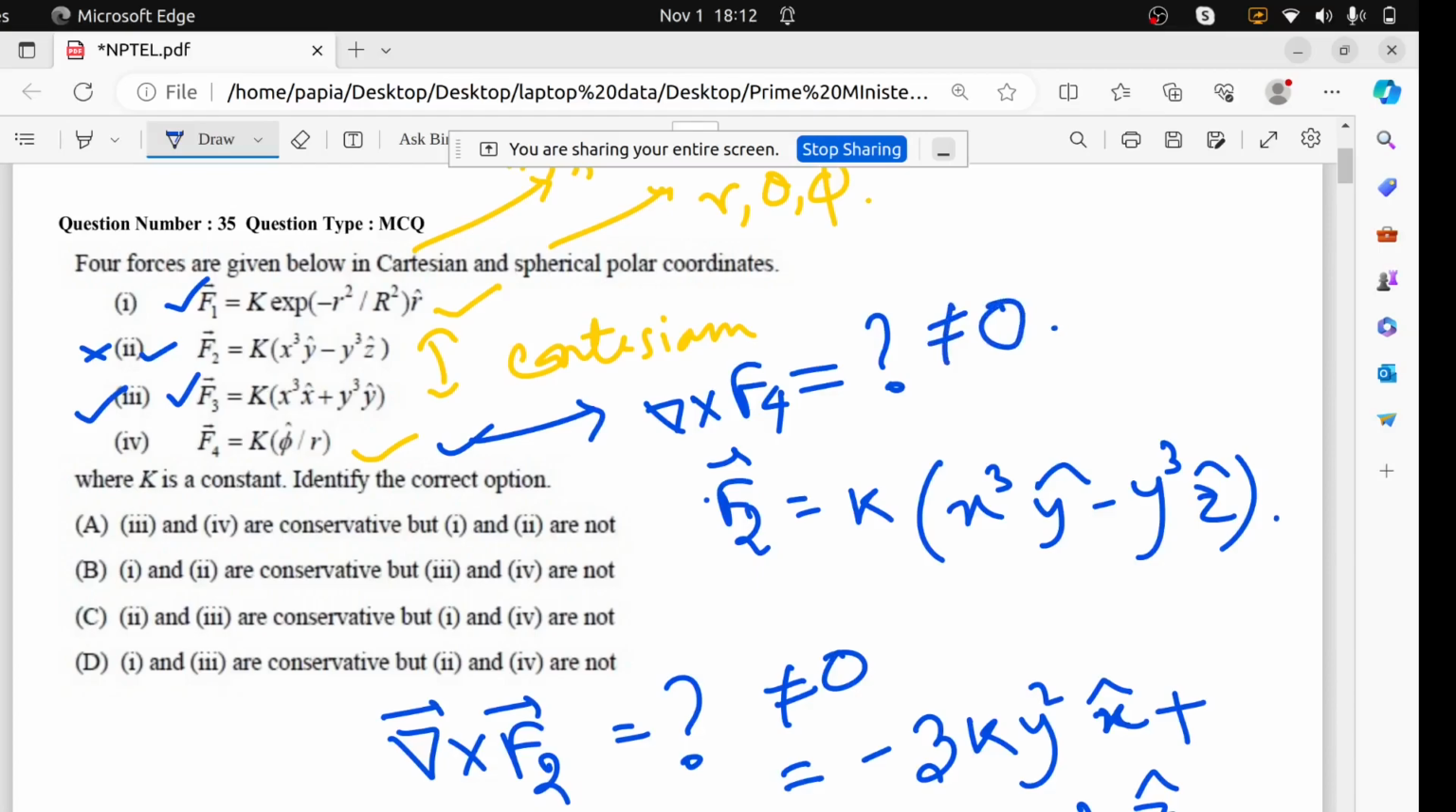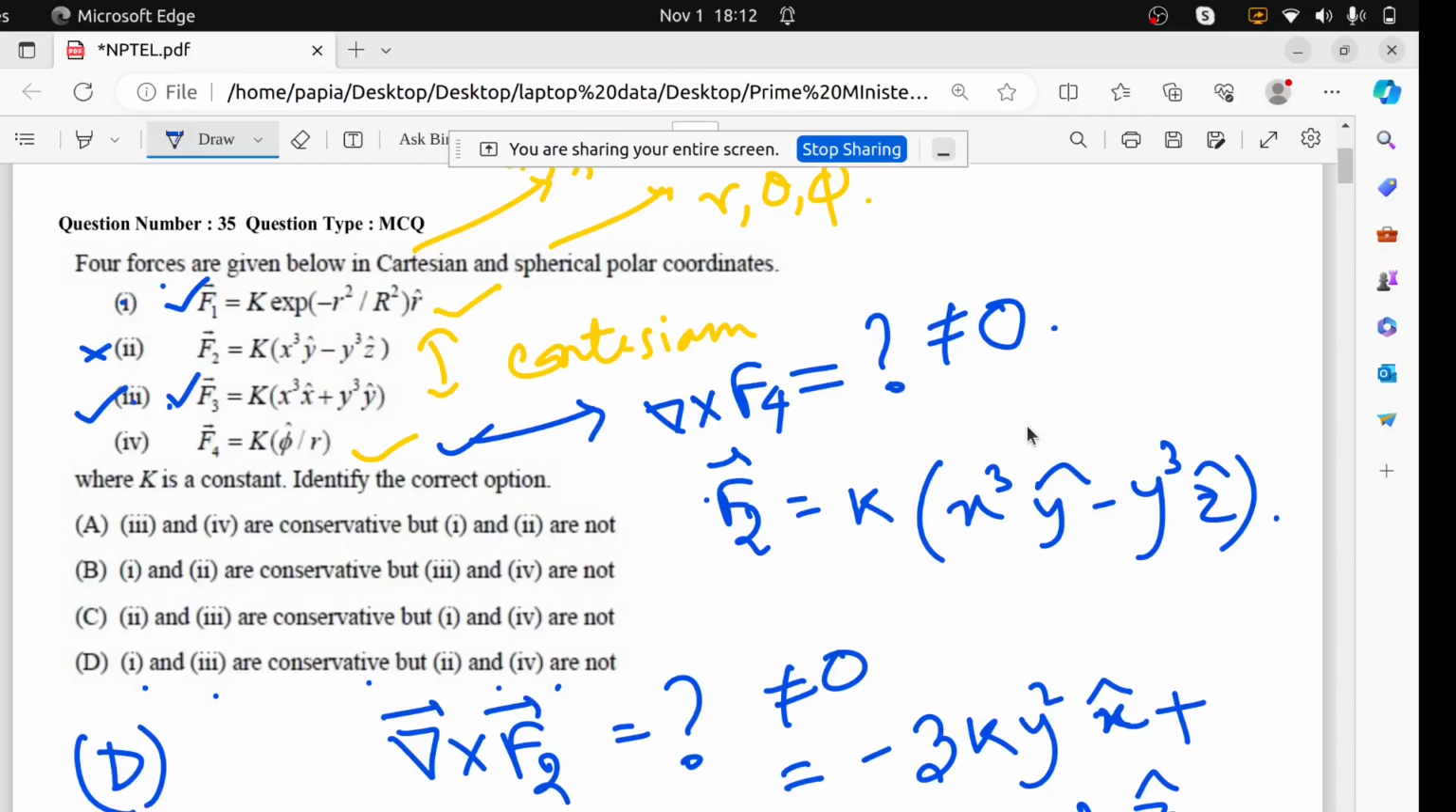Okay. So I think all of you have already calculated. So that means we can conclude here that the first one and third one, these two are conservative, and this one is not conservative, and this one is also not conservative. Now which one is the correct option? D. 1 and 3 are conservative, but 2 and 4 are not. Okay. So that means D is the correct one.